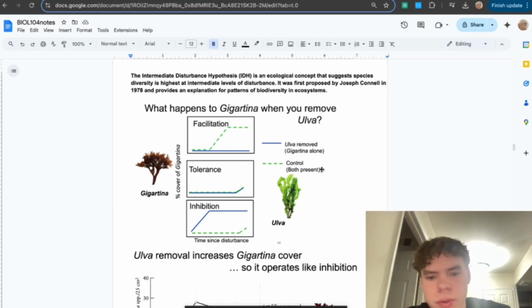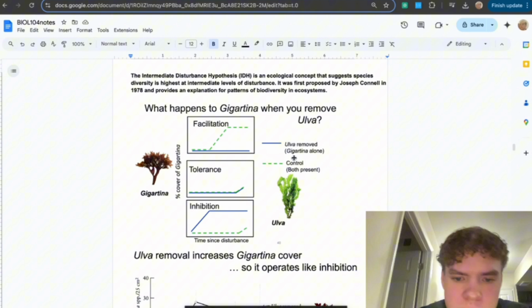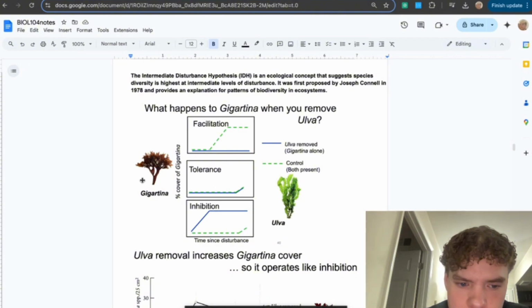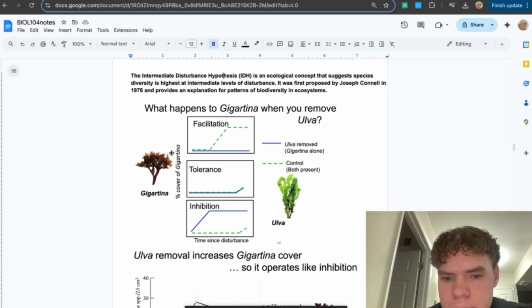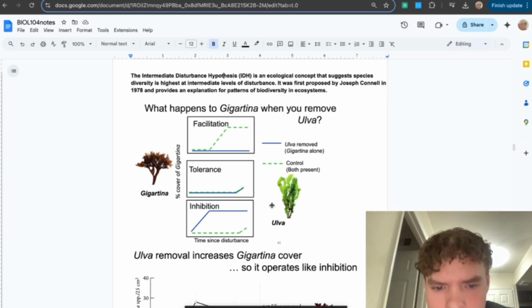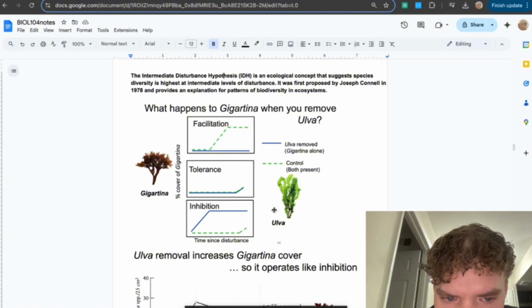So our blue is showing an environment where the Ulva is removed, and Gigartina is alone, right? So in a facilitation model, we would see that when we remove the Ulva, make sure I interpret this right.